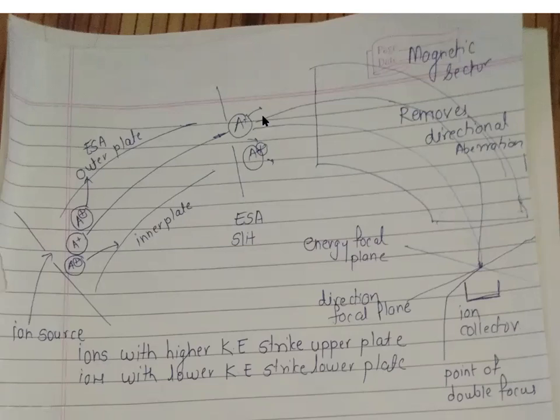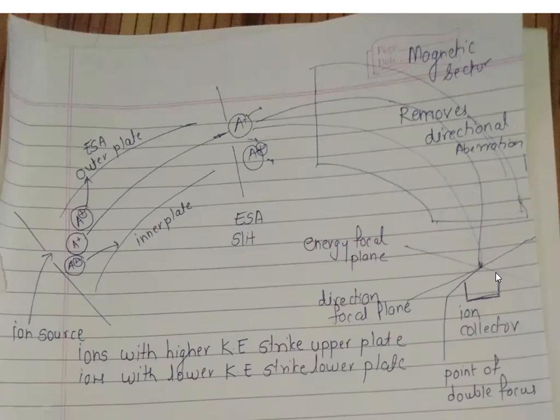Here in the magnetic sector, as we've seen, you have a magnetic force acting upon the ions, so the ions will be deflected depending upon their masses. The heavier ion will be deflected least, and the lighter ion will be deflected most. Now this magnetic sector also will take care of directional aberration, and all those ions will be brought to the focus.